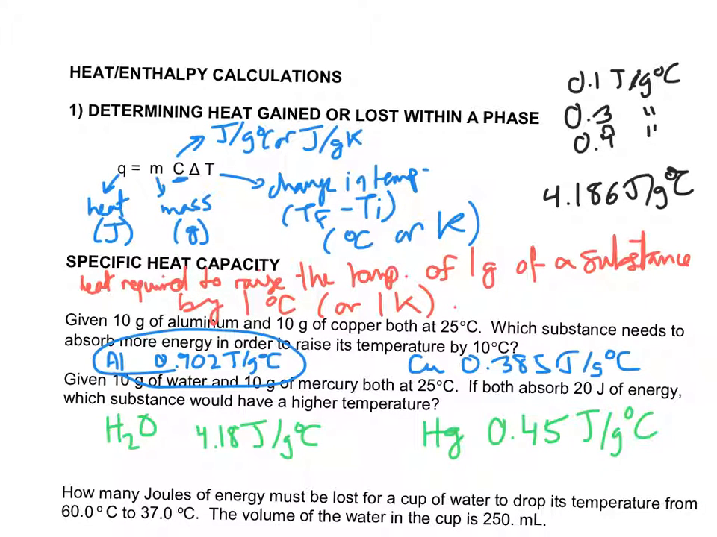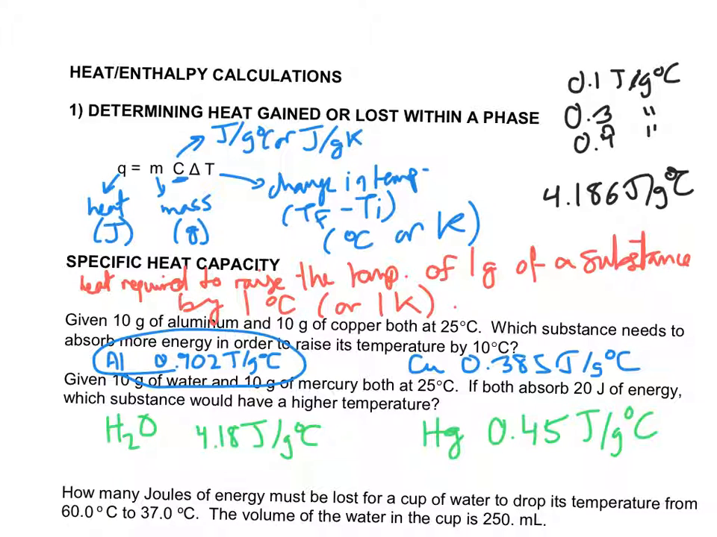To be honest with you, we didn't really need to look them up because you know mercury is a metal. It's going to be lower than water. But anyway, water's about almost 10 times as much as mercury. So what does that mean? It takes 4 joules of energy to raise 1 gram of water by 1 Celsius. It takes only 0.4 joules of energy to raise 1 gram of mercury by 1 degree Celsius. So if both of them are taking in the same amount of energy, 20 joules, which one would have the higher temperature?